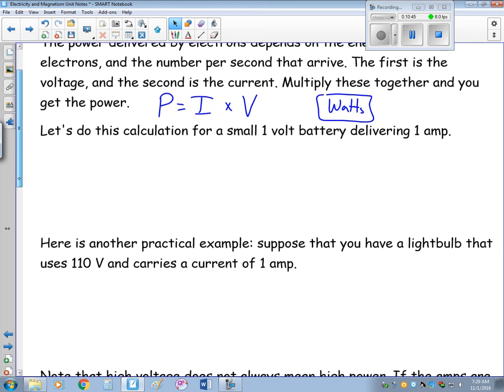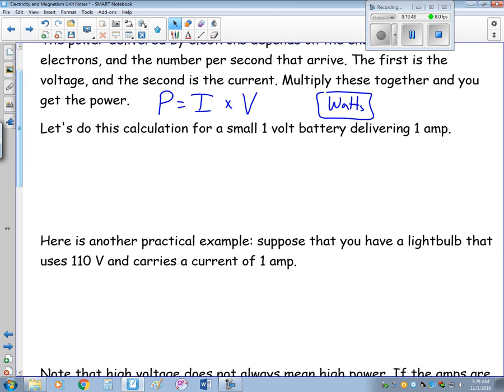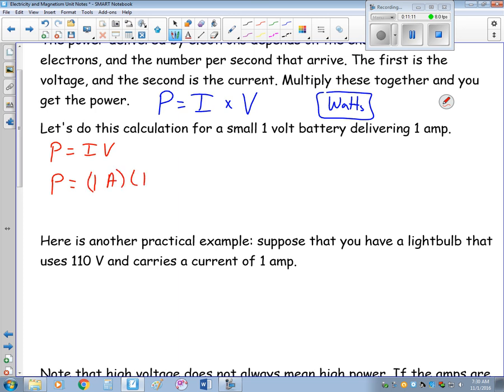So we can do a quick little calculation. The power equals current times voltage. So that's going to be 1 amp times 1 volt. So this power then equals 1 watt. Very, very simple.